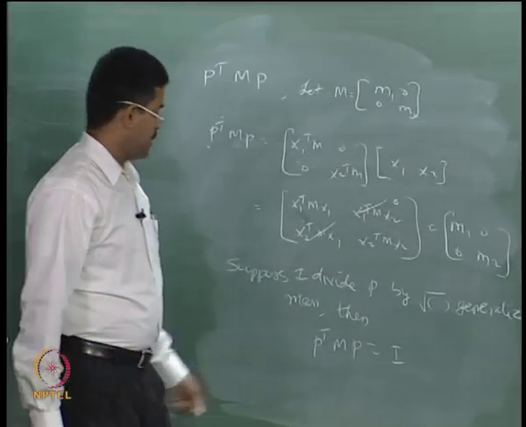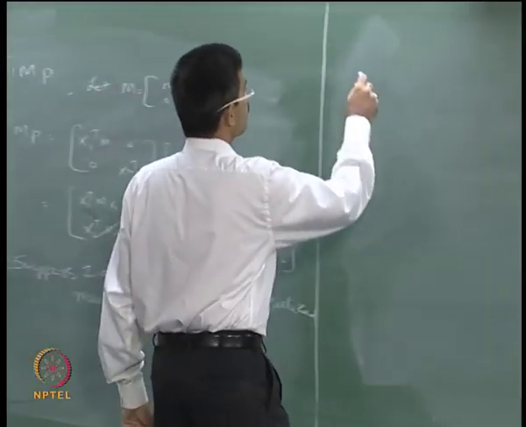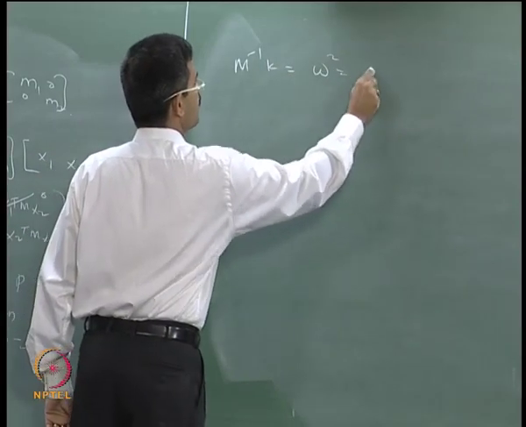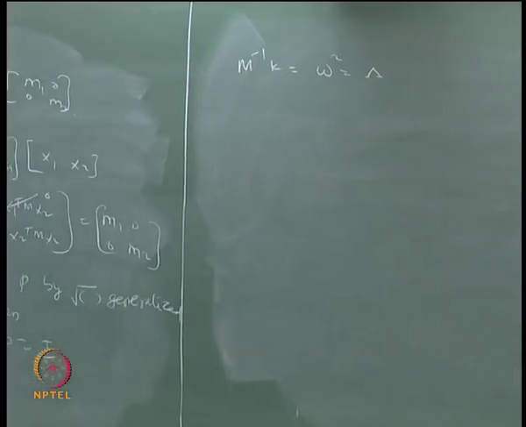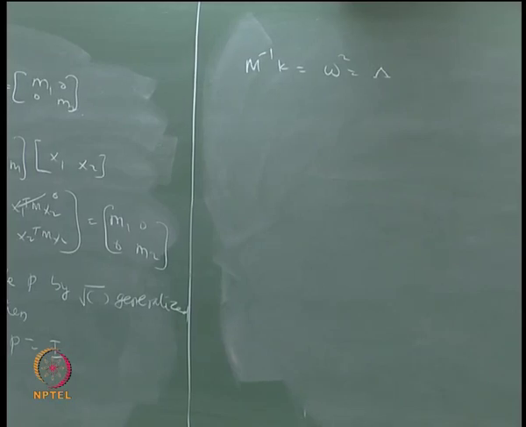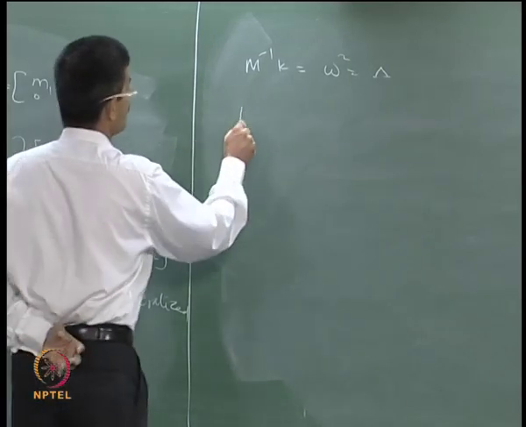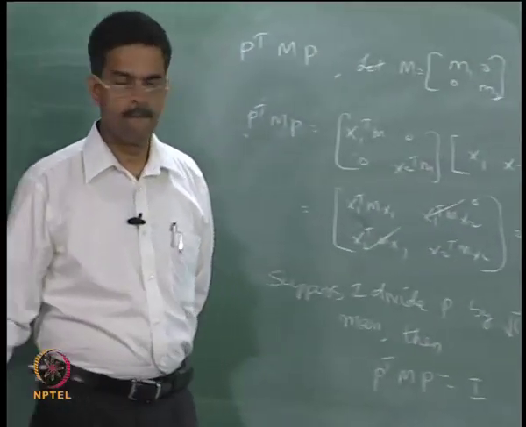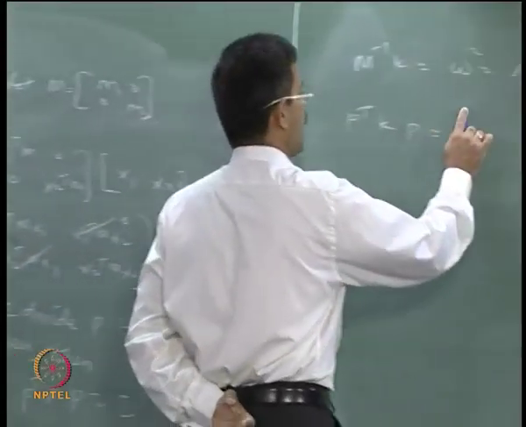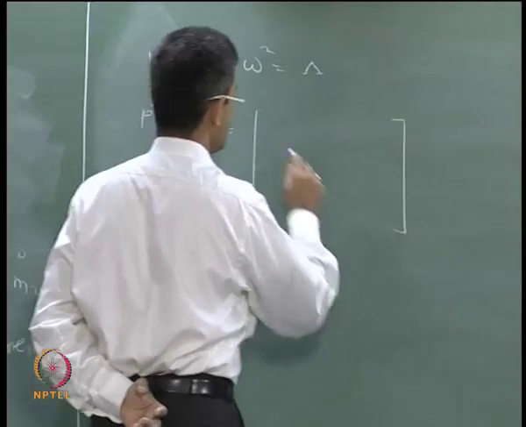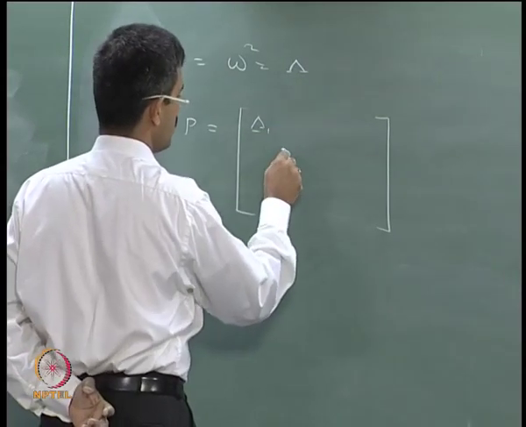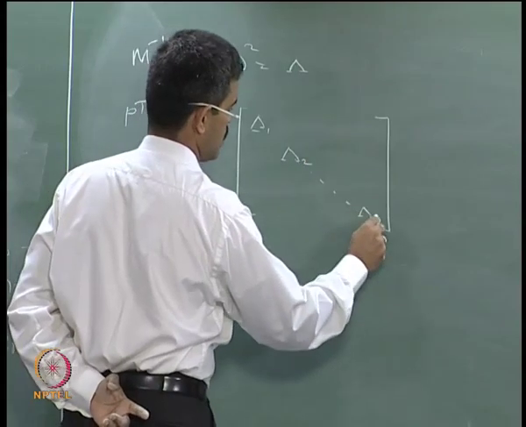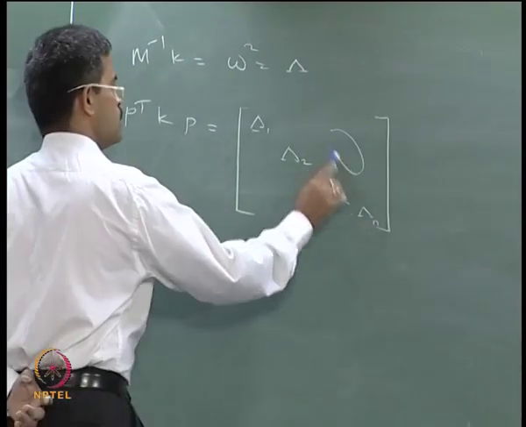Let us see what happens to P transpose KP. We already know M inverse K is, let us say, omega square, which I am calling lambda. Therefore P transpose KP will interestingly give me all the eigenvalues, and the remaining all will be 0.